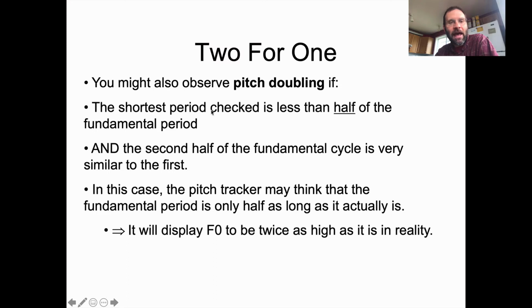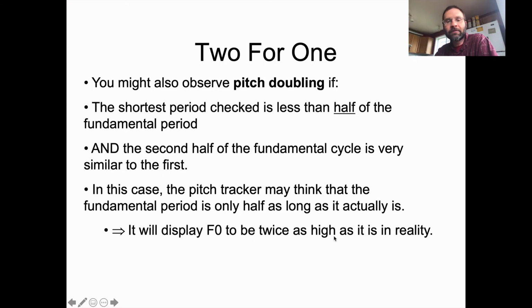But if this does happen, where the shortest period checked is less than half of the fundamental and the second half looks close to the first, then the pitch tracker will think the fundamental period is only half as long as it actually is. It's kind of catching the second bump in the fundamental cycle as what it thinks the first bump of the next repetition is.